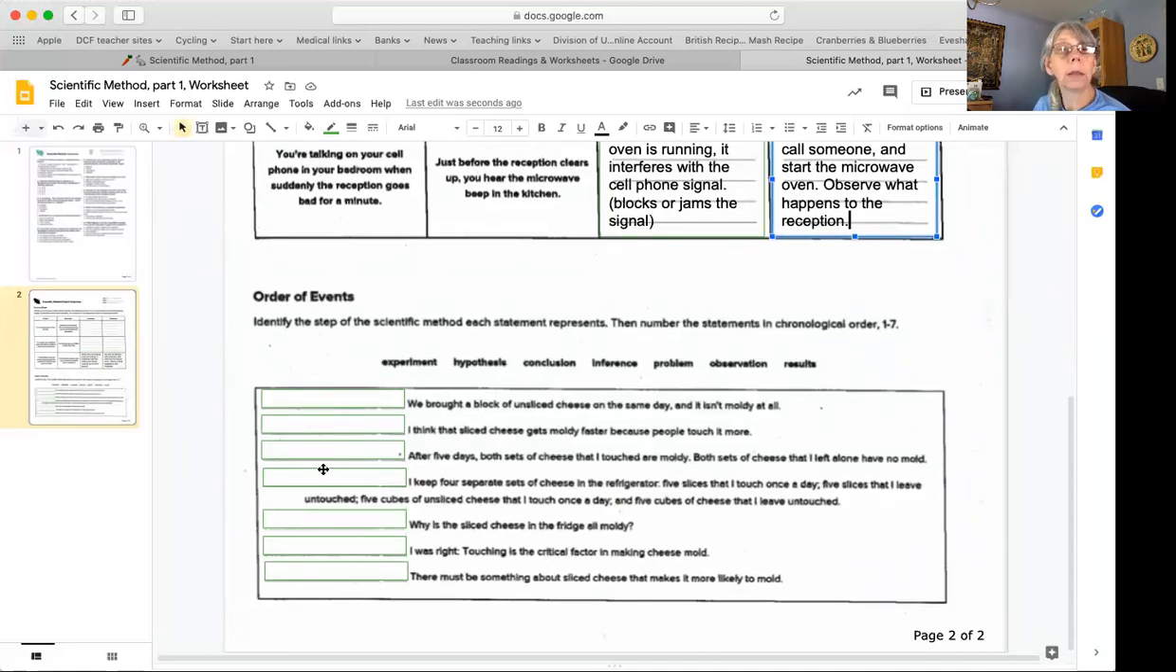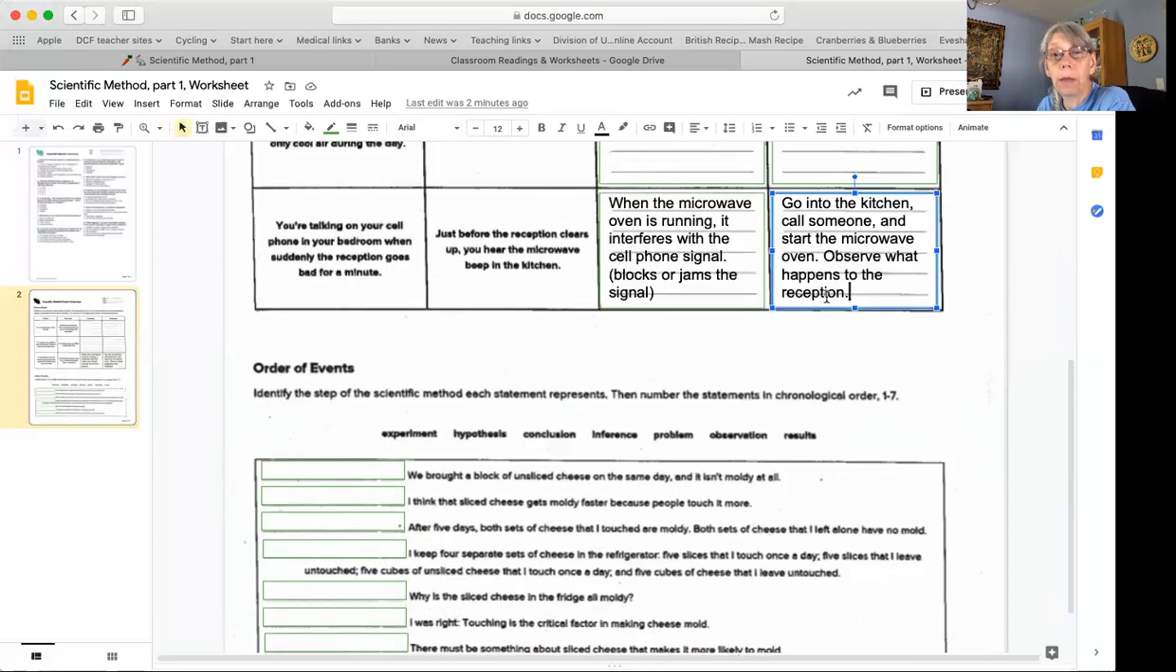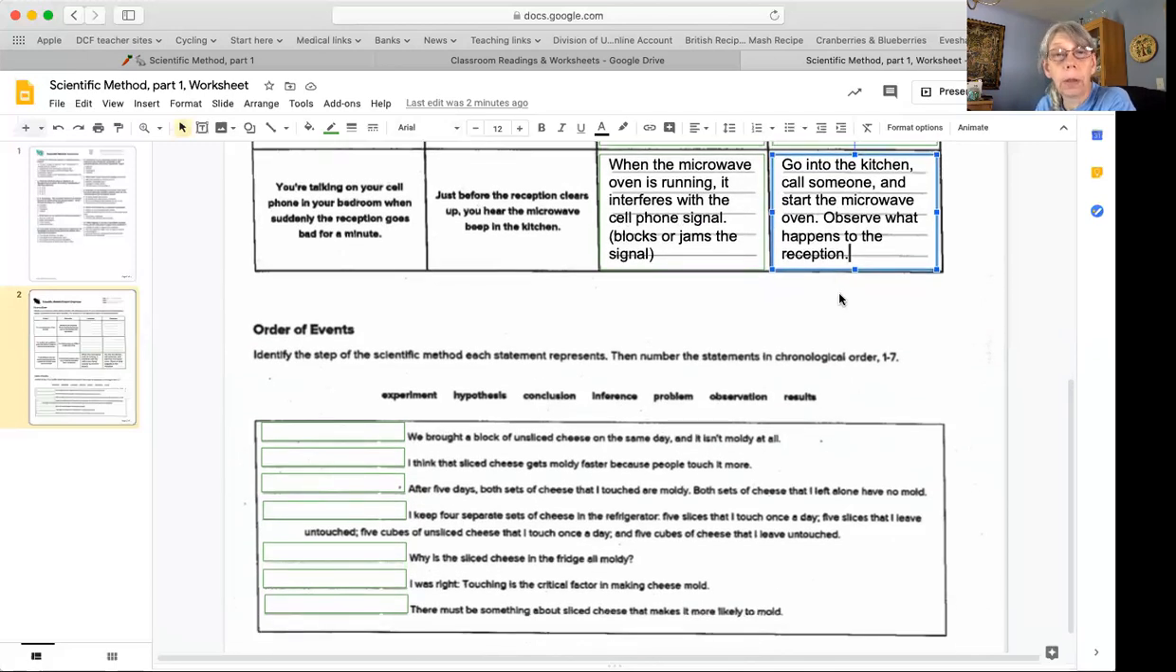Order of events. All right. Identify the step of the scientific method each one is, and then number the statements in chronological order, 1 to 7. So the first thing gets number 1, the last thing gets number 7. Okay, let's look at our choices here. Experiment, hypothesis, conclusion, inference, problem, observation, and results. Now we put all these things together up here, when we came up with these ideas. They're kind of rolled in there, okay?